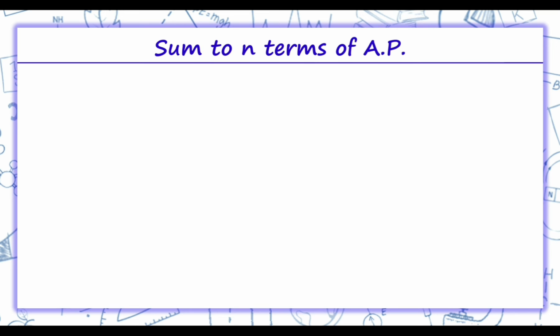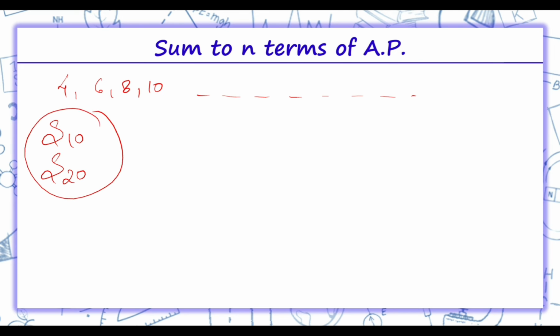Now let's suppose we are provided over here an AP 4, 6, 8, 10. Now if they are saying we have to calculate the sum of 10 terms, or we have to calculate sum of 20 terms, how to calculate these? So we have one formula where we can calculate sum of n terms, where n can be 1, 2, 3, 4, 5, 6, anything.